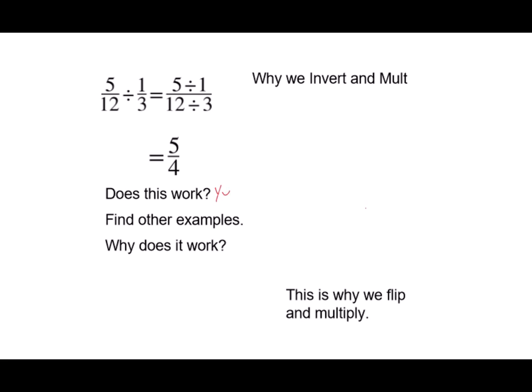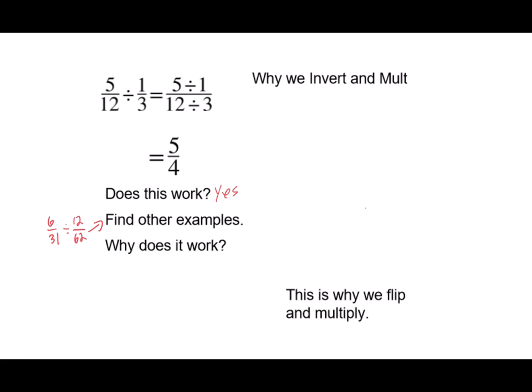Yes. If there was another example, you could have done, say, 6 over 31 divided by 12 over 62. And this problem ends up working out exactly the same. That is another example. Now, why does it work? Let's go through that right now.